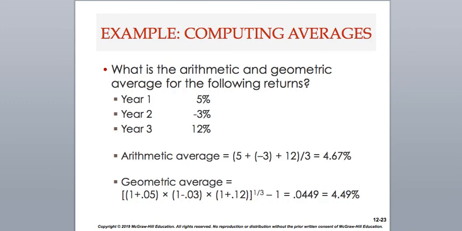So let's look at some examples and calculate averages. What is the arithmetic and geometric average for the following returns? And we see here that the arithmetic average is just your normal average. You add these up and divide by 3. The geometric average, on the other hand, I want you to pay close attention to how you do this. It's 1 plus the return times 1 plus the return times 1 plus the return. So you see here, that's why we say it's a compound return. You're multiplying the returns raised to the power of 1 over n. In this case, you have 3. So 1/3 minus 1. And you see here that the geometric average is 4.49%.